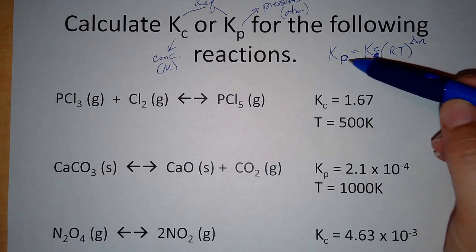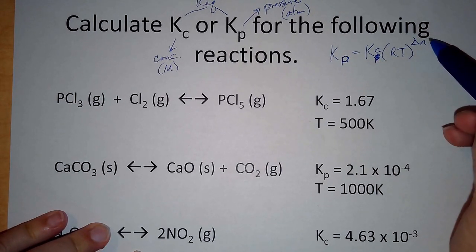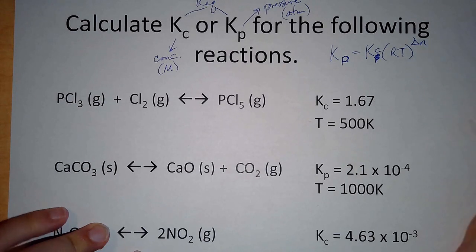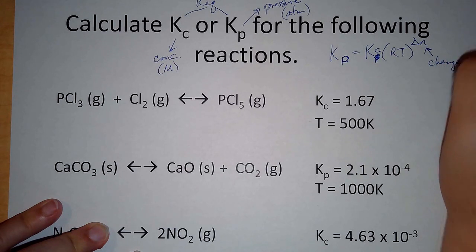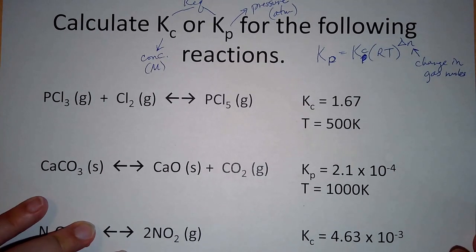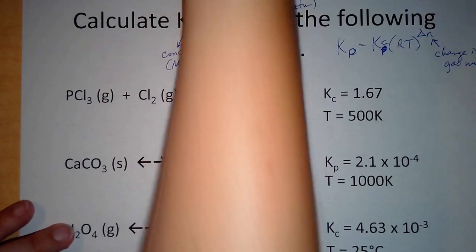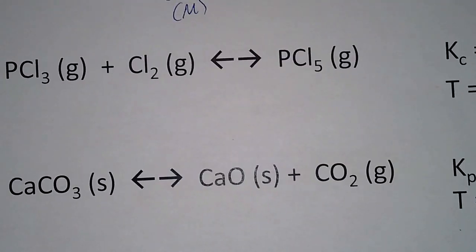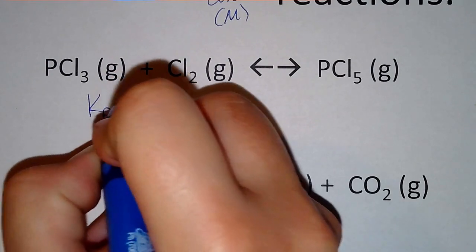Now the other thing we need to know is our delta N value. And delta N is the change in gas moles between the products and the reactants. Alright, so let's do the first one and we can see what's going to happen here. Alright, we're solving for Kp. We know our Kc value.